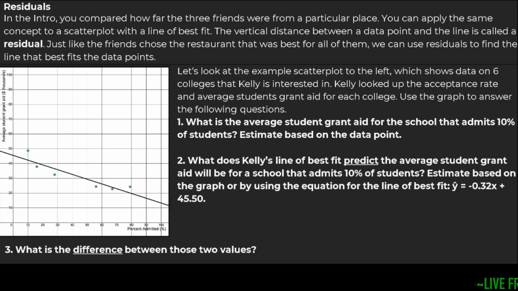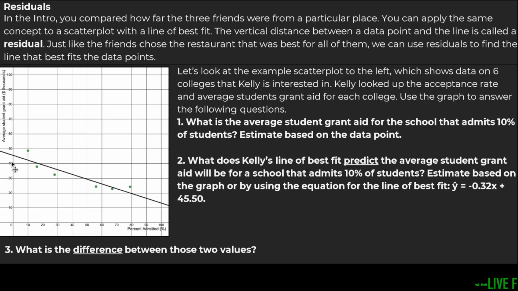So let's look at the example scatter plot, to the left, which shows 6 colleges that Kelly is interested in. Kelly looked up the acceptance rate and average student grant aid for each college. Use the graph to answer the following question. What is the average student grant aid for the school that admits 10% of the students, estimated based on the data point? So I can look at the percent admitted on the x-axis and the average student grant aid in thousands.